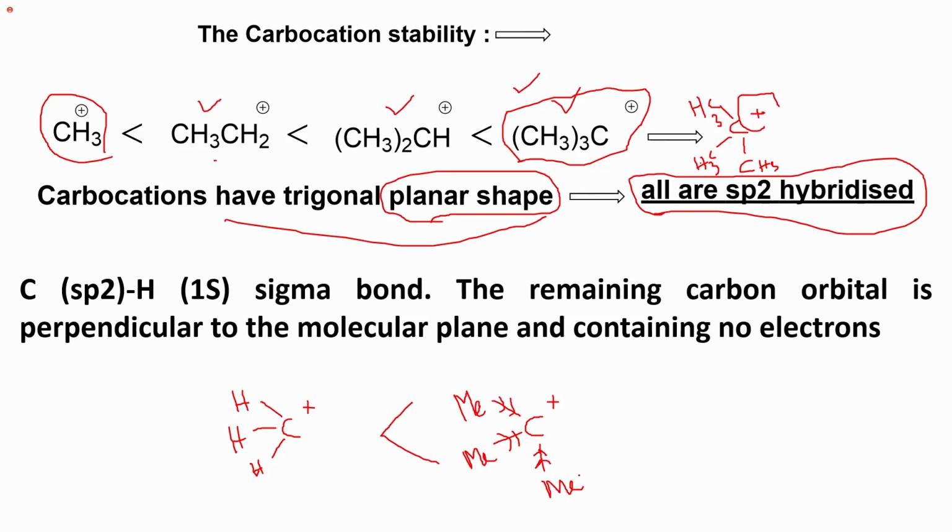How does this stability come? This is called the plus I effect. Methyls are electron donating groups, so they push their electrons to the electron deficient carbon. You know that the carbon is in a sextet state, which means it has a vacant orbital. This molecule needs to get stabilized, so it needs more electron density. If the surrounding atoms provide more electron density towards it, then this carbon atom gets more stabilized.